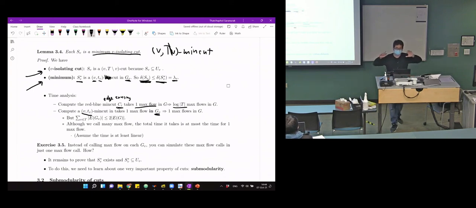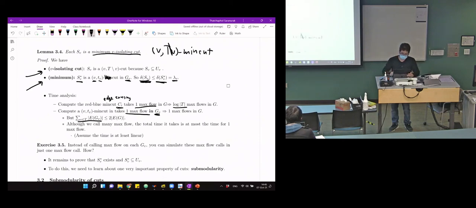So now there are actually a lot of max flow. But what do you know actually? So it's true that you compute one max flow in GV, but the total size of GV is going to be at most the total size of the graph, maybe times 2. Because each edge appears in at most 2 parts.